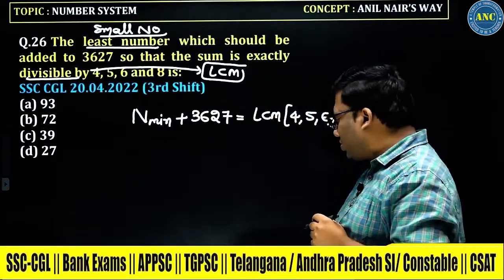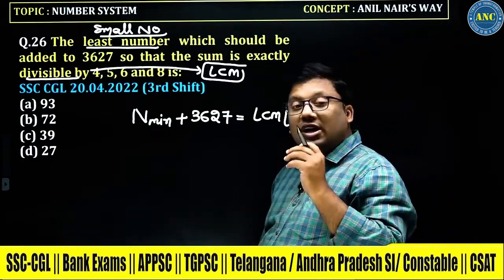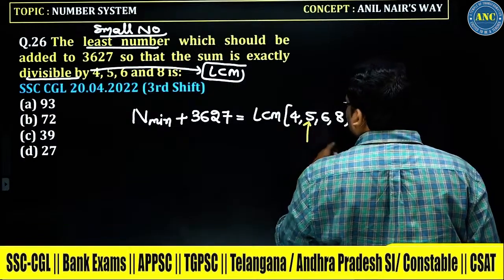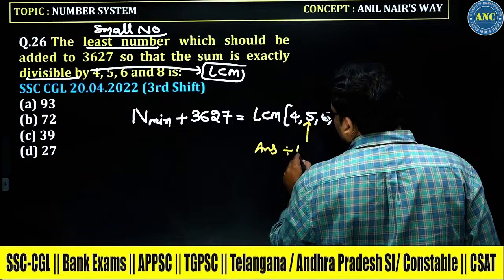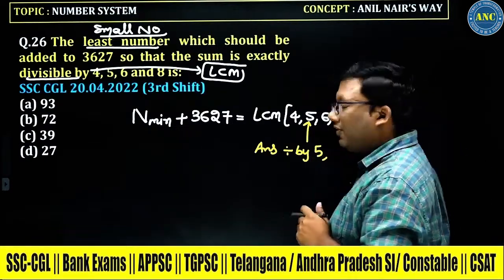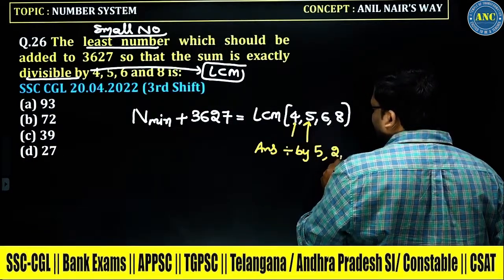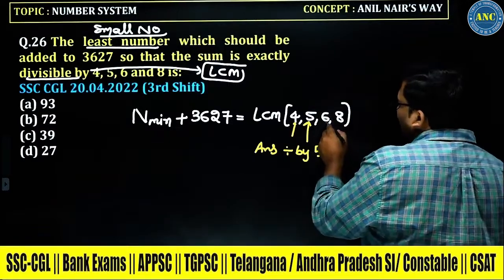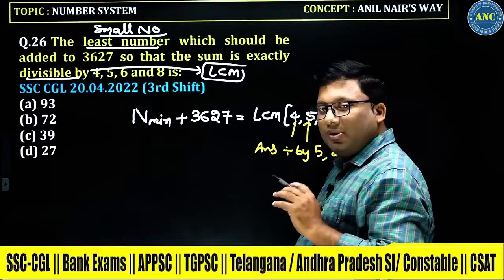Now let us solve the question very logically. I told you in LCM related problems, if the input is a number divisible by 5, the answer will be divisible by 5. If the input is a number divisible by 2, the answer will be divisible by 2. Similarly, if the input is a number divisible by 3, the answer will be divisible by 3.